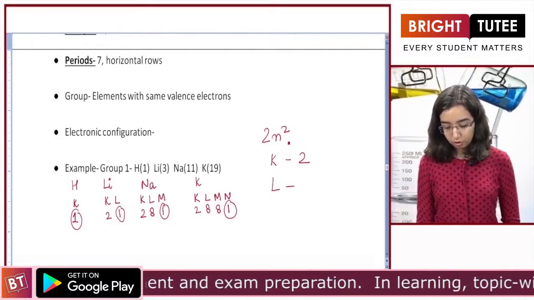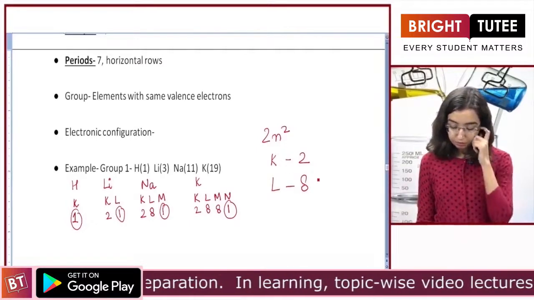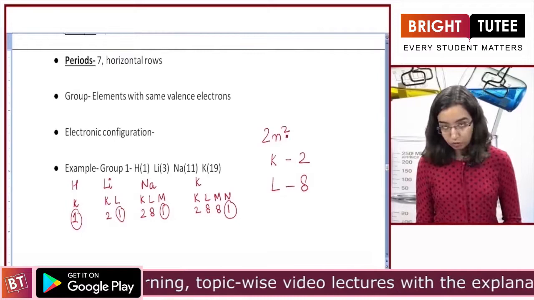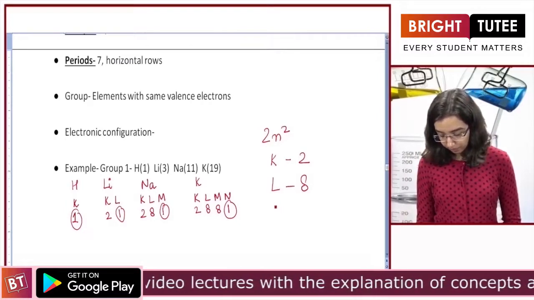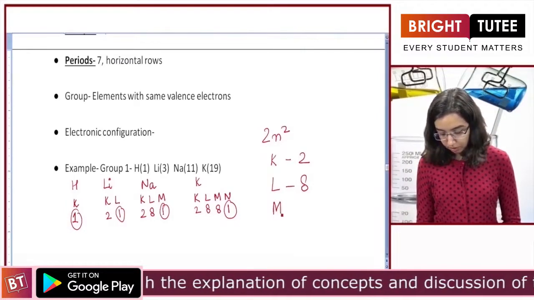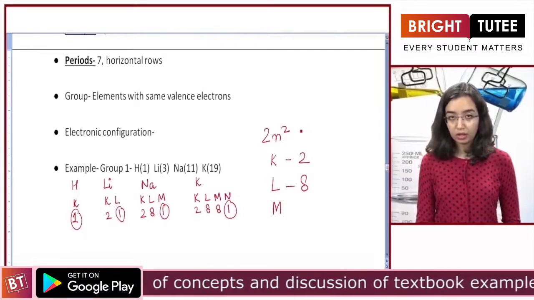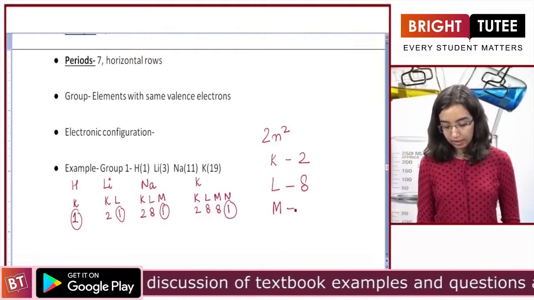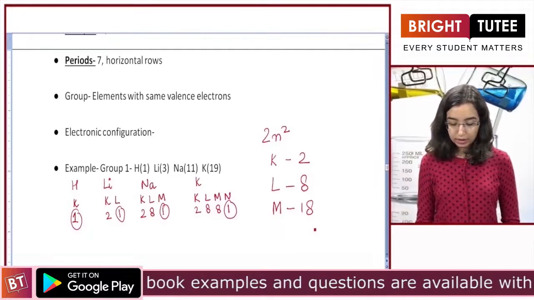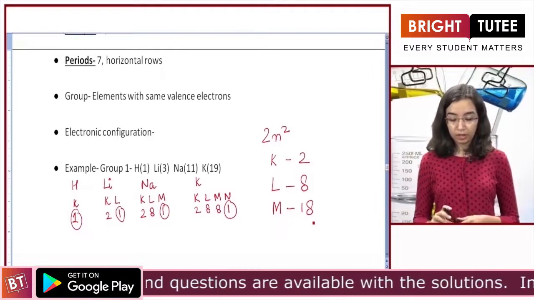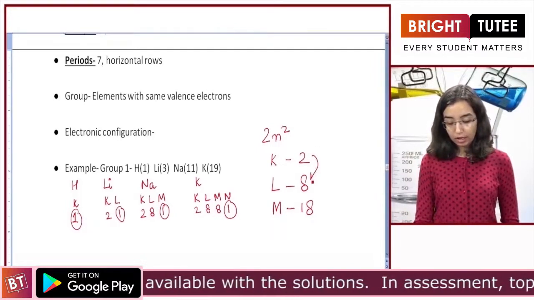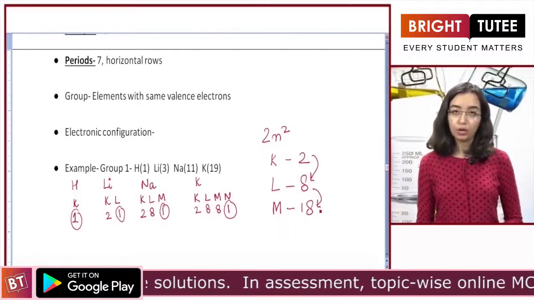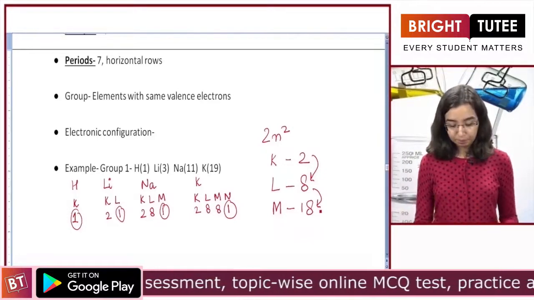Then it moves on to the next shell. For L, n is 2, so 2 squared is 4 and 4 times 2 is 8. For M, n is 3, 3 squared is 9 and 9 times 2 is 18. So it goes on increasing like that, and that is the electronic configuration, and that is why when one shell is full, electrons move to the next shell and so on. This is how it works.